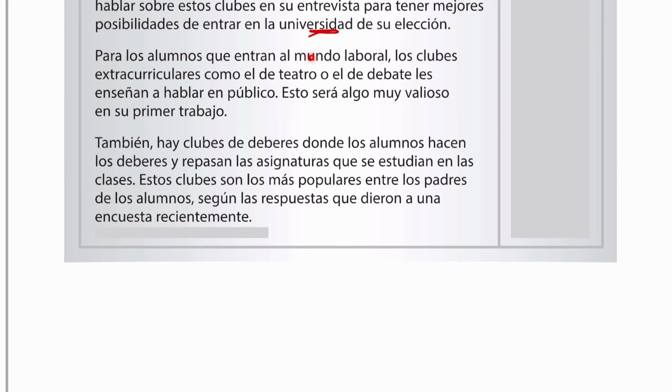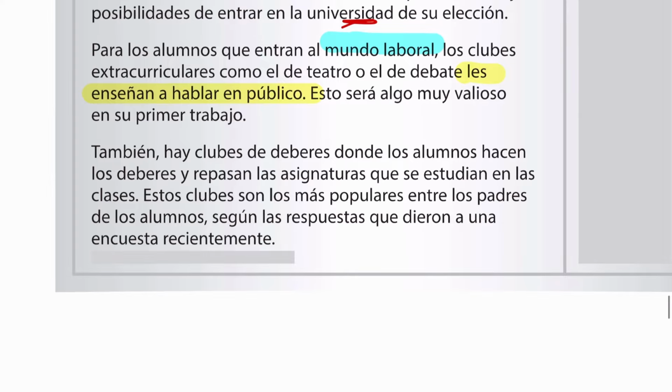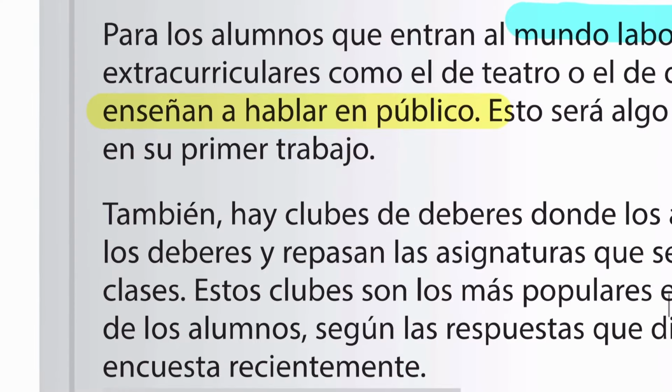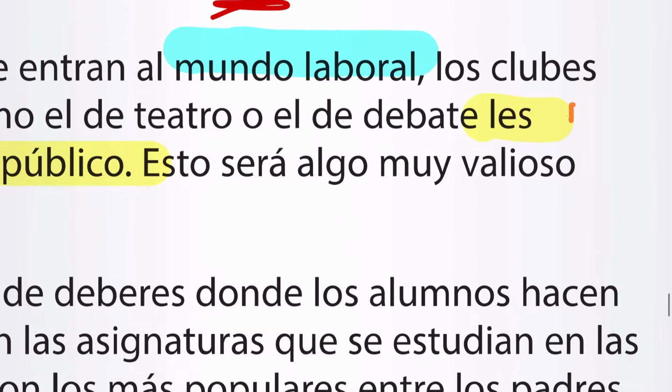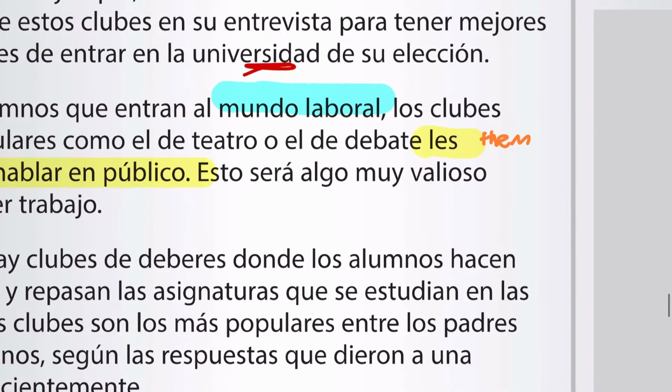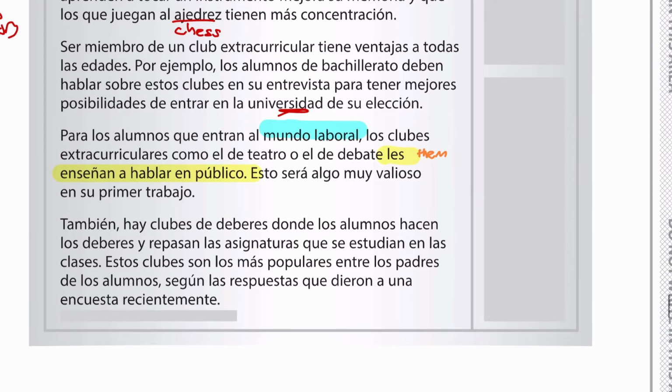Mundo laboral eventually is about this trabajo. Los clubes extracurriculares como el de teatro o el de debate les enseñan a hablar en público. They teach you public speaking. That must be the answer here then. So les enseñan a hablar en público. It's not a hard question or hard thing to understand. Enseñar, you should know, as they teach. This les means them. Once you know your direct object pronouns, then this question is not that tricky.